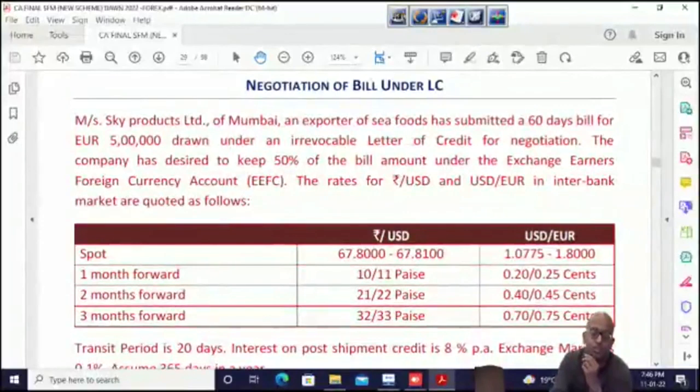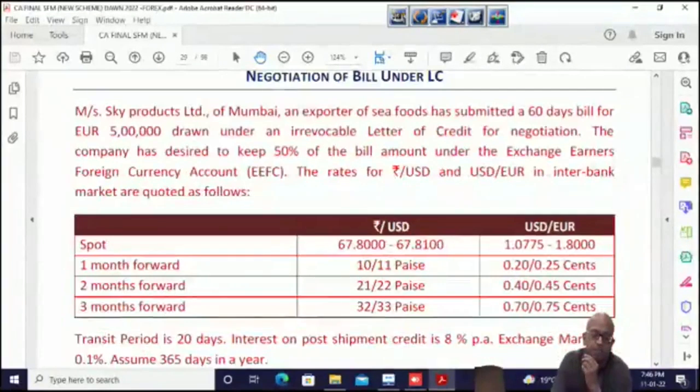Let's read the question. Question number 12. Messrs. Sky Products Limited of Mumbai, an exporter of seafoods, has submitted a 60-day bill for Euro 5 lakh drawn under an irrevocable letter of credit for negotiation. Rather than getting too worried about the statement on irrevocable negotiation, you should focus that it's an Indian exporter, so it has a foreign currency receivable. What is the receivable? 5 lakh. What is the period? A 60-day bill.